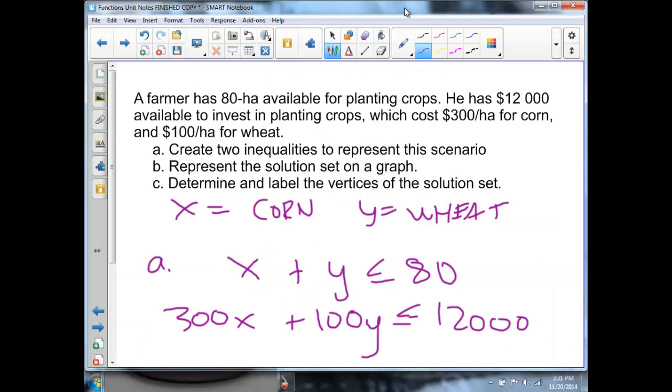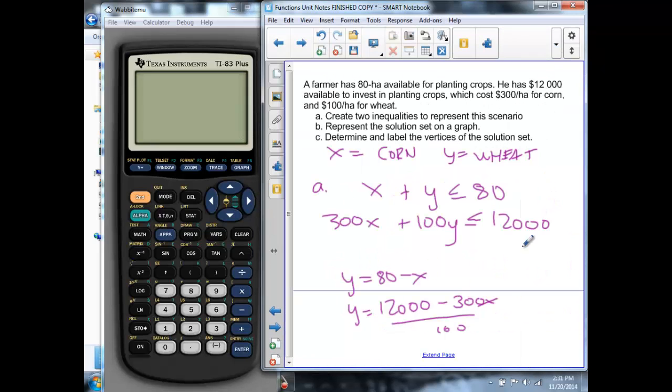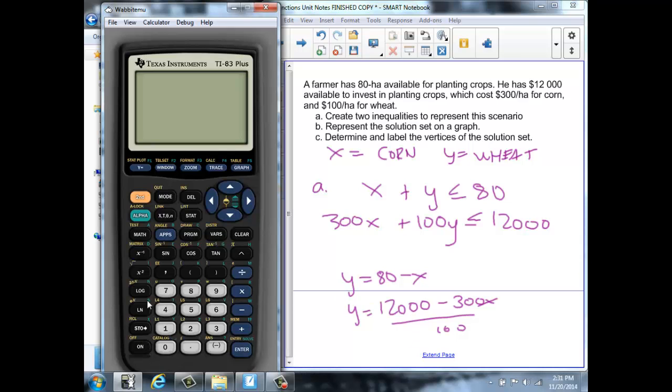So I'm going to plot those in my calculator. Should that be 12,000, sorry. Missed a 0, maybe when I was talking. Okay, so 80 minus x is one of ours, and then bracket 12 grand minus 300 bucks to plot one of them, divided by the 100 bucks it costs to plant the other one. I think we should make it bigger. We're gonna need to change our window size for sure, yeah.